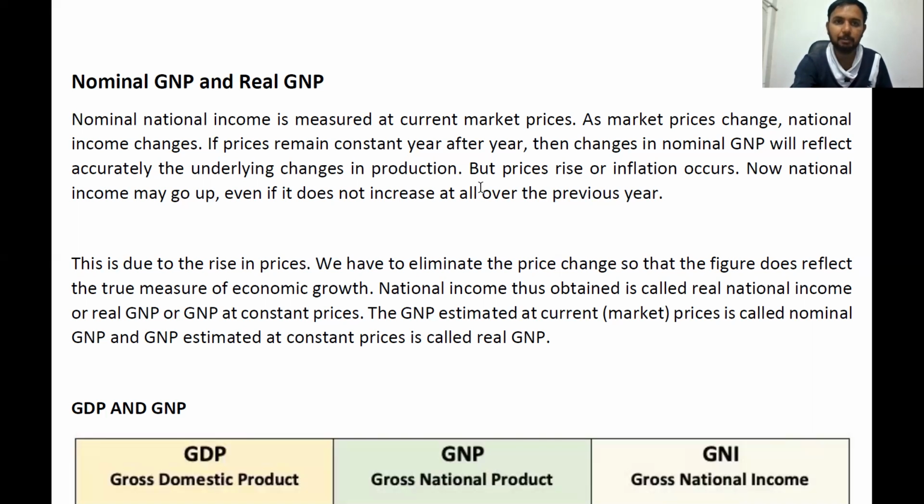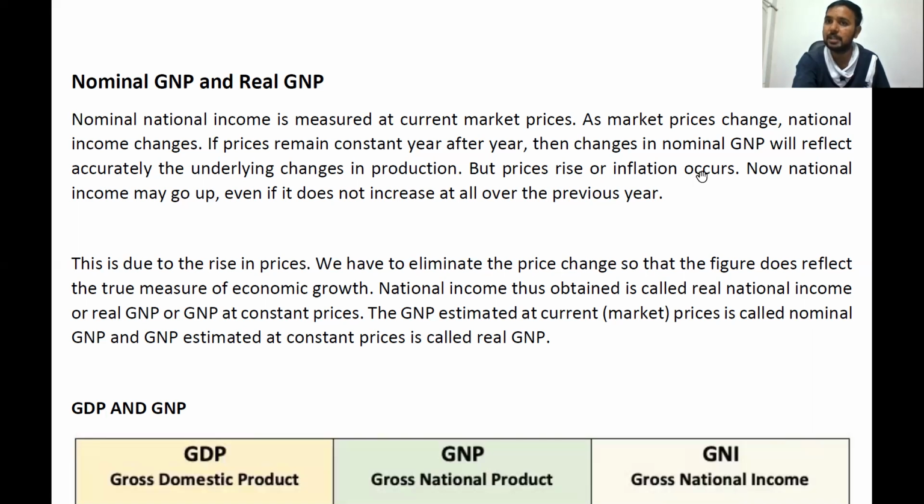So guys, it is very important to know whether the increment in national income we get comes from an increment in production or from an increment in price. This distinction must be clear to everyone. So again, I will read this para. Nominal national income is measured at current market price. As market price changes, national income changes. If price remains constant year after year, then changes in nominal GNP will reflect accurately the underlying changes in production.